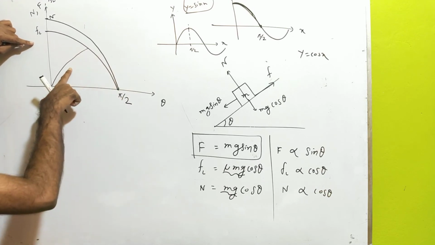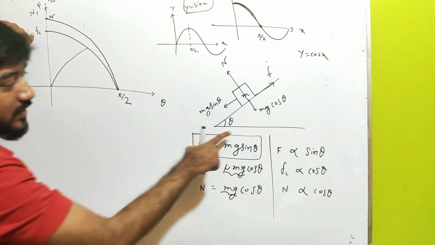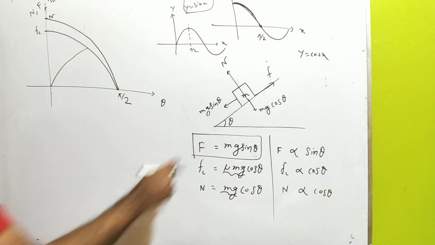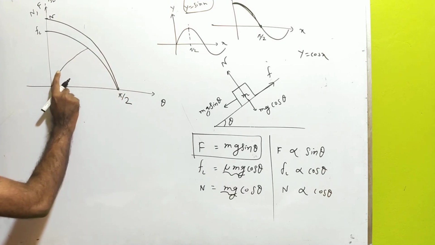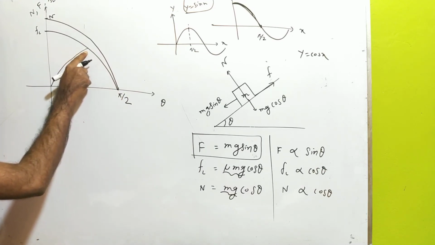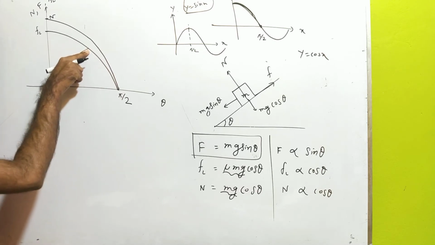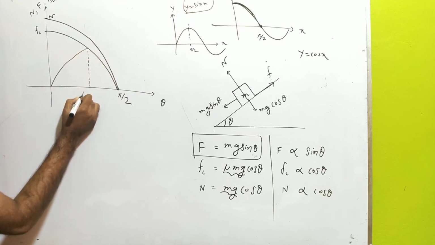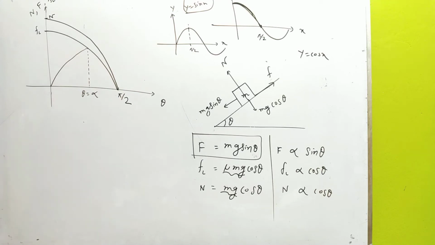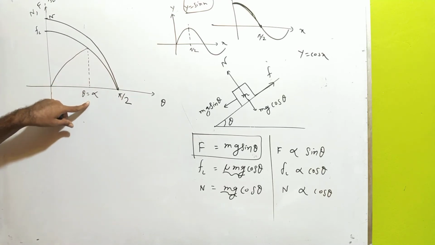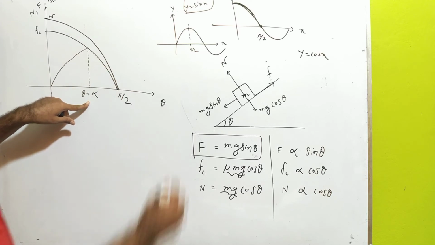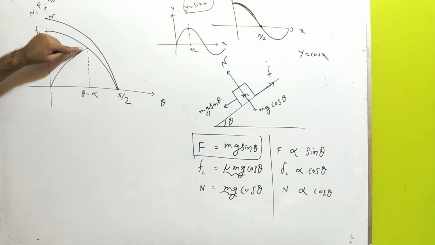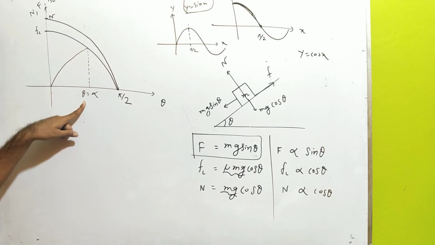And when this applied force and FL touch each other, then what will happen? This theta will be alpha. If you increase theta, the applied force will be increasing, then it will be equal to the frictional force, that is FL. And in that situation, the value of theta will obviously be equal to alpha, because this is the angle of repose.